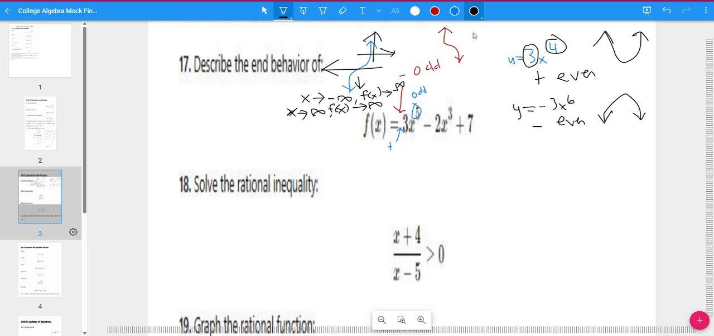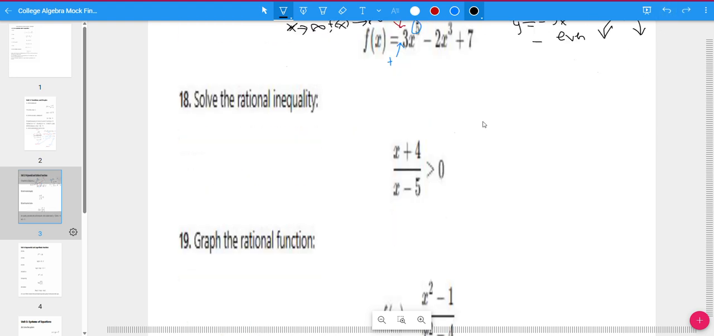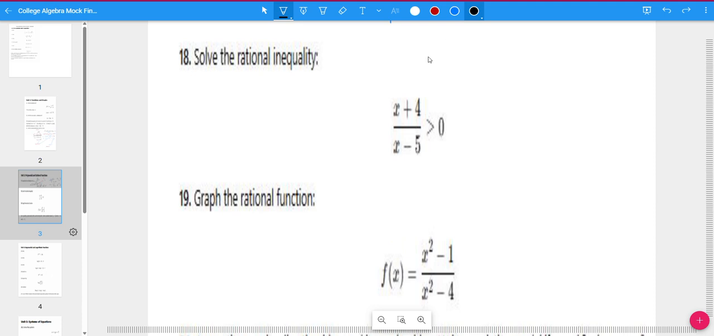And you could use this to figure out what the rest of these would be. So solving the rational inequality, we already did this already, but we'll do it really quick. You would create a sign chart once again. So that is x equals -4 and x does not equal 5.